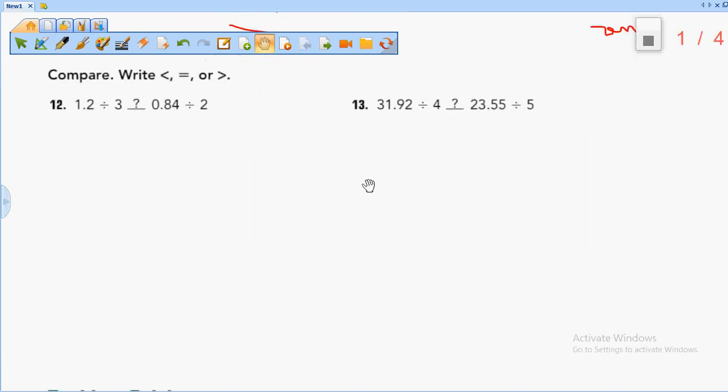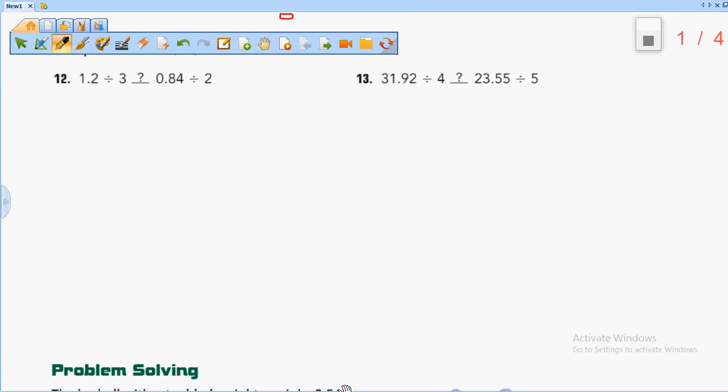Now we can compare here between two numbers after dividing. We cannot compare before dividing. So here, 1.2 divided by 3, the answer is 0.4 after using long division. 84 divided by 2, the answer becomes 0.42.